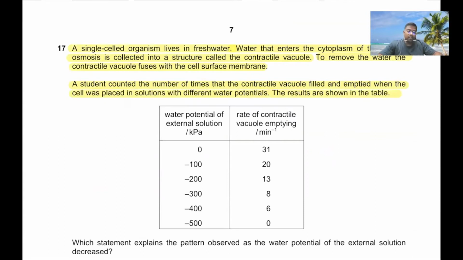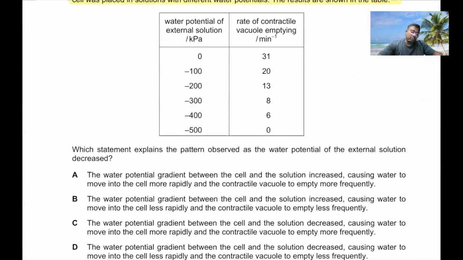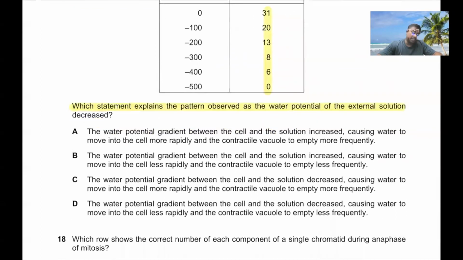The idea here is very simple. If the cell is getting a lot more water, then there will be many contractile vacuoles, and that will remove the water from the cell. So as the external water potential decreases, the rate of contractile vacuole emptying per minute should decrease. That's what we see in the trend. Which statement explains the pattern observed as the water potential of the external solution decreased?